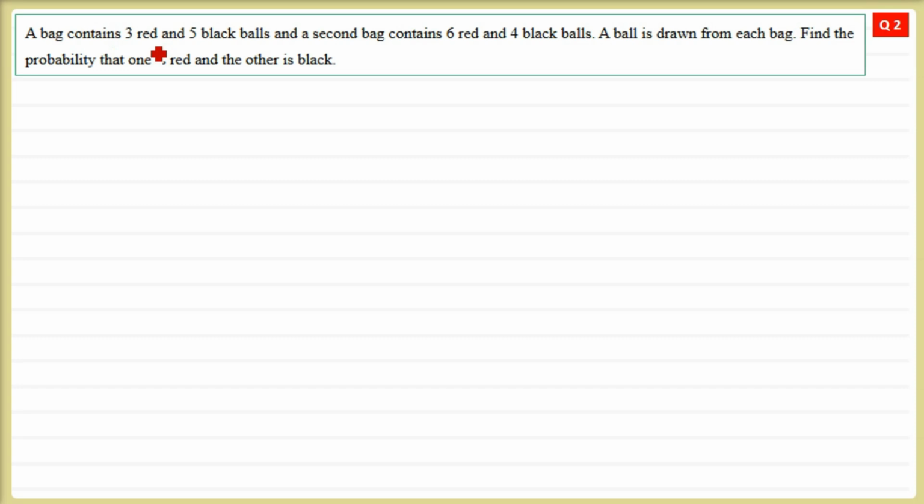A bag contains 3 red and 5 black balls, and a second bag contains 6 red and 4 black balls. A ball is drawn from each bag. Find the probability that one is red and the other is black. So here we have the first bag, 3 red plus 5 black. First one is this one.